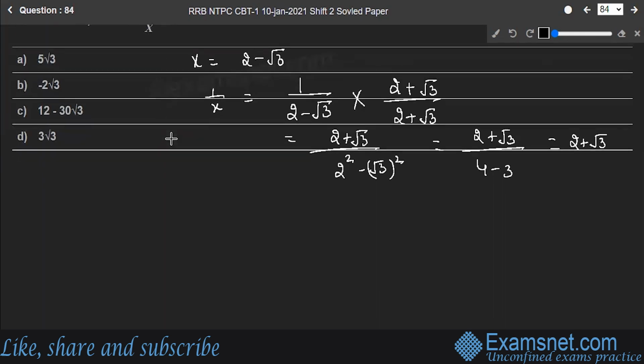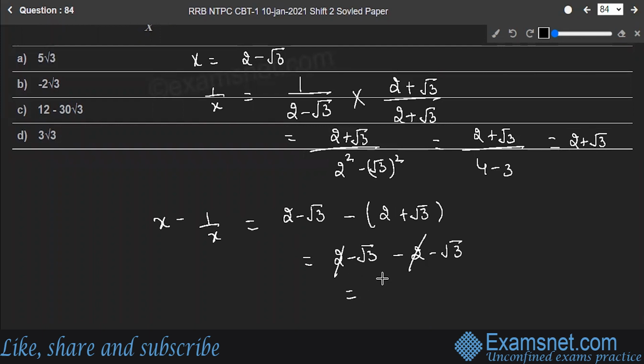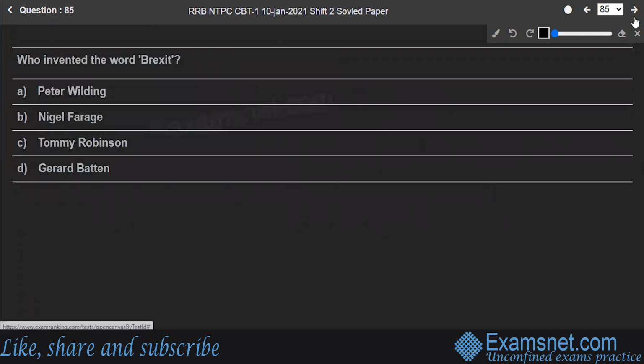So x minus 1 upon x will be 2 minus root 3 minus 2 plus root 3. 2 minus root 3 minus 2 minus root 3. These will cancel and you will have minus 2 root 3 as the answer, which is option B, right? So this is the correct answer to the question, option B. Hope you understood this. Next is question number 85.